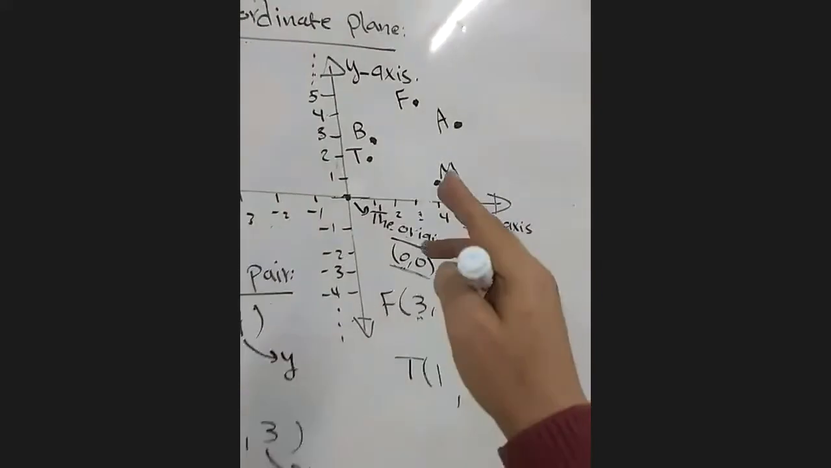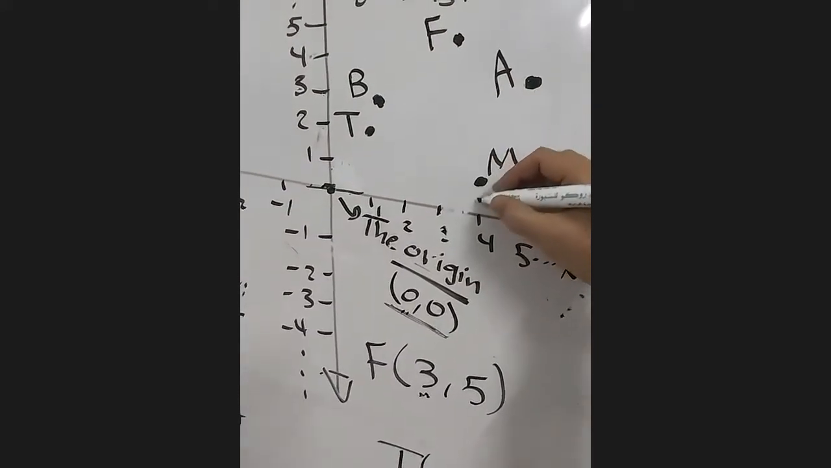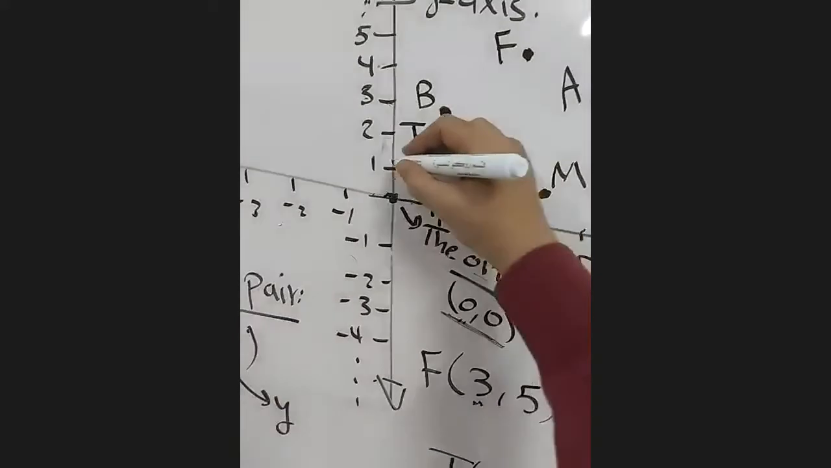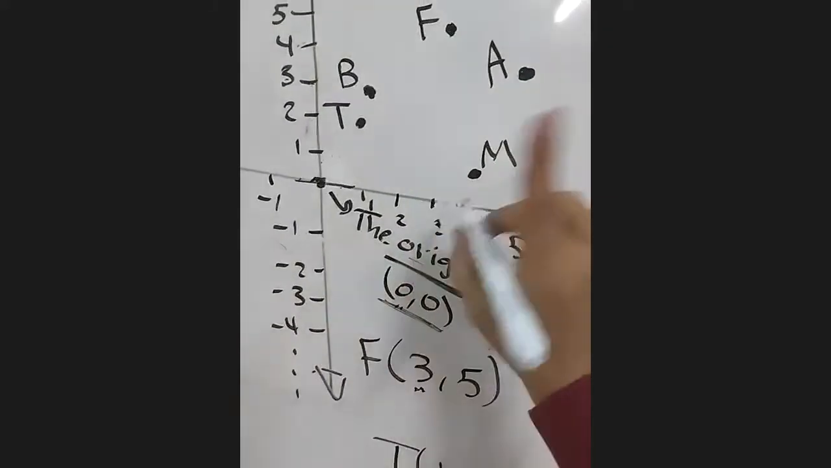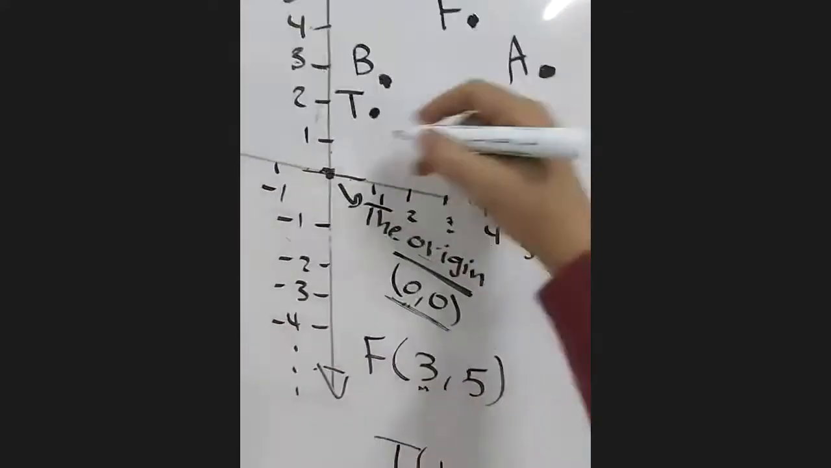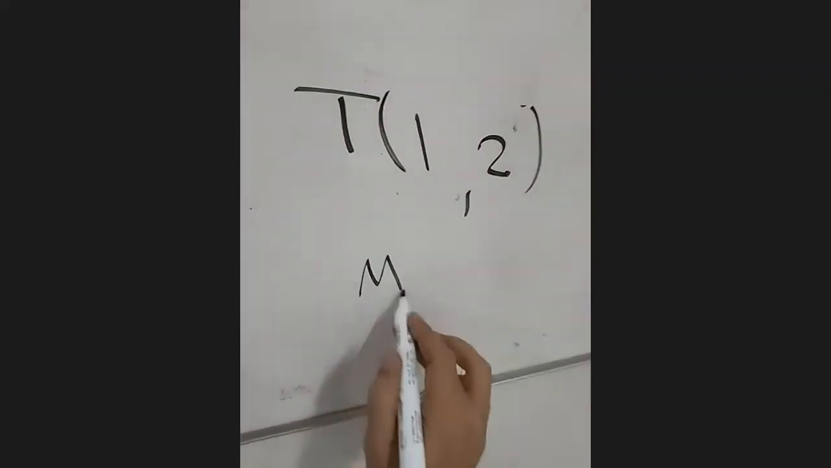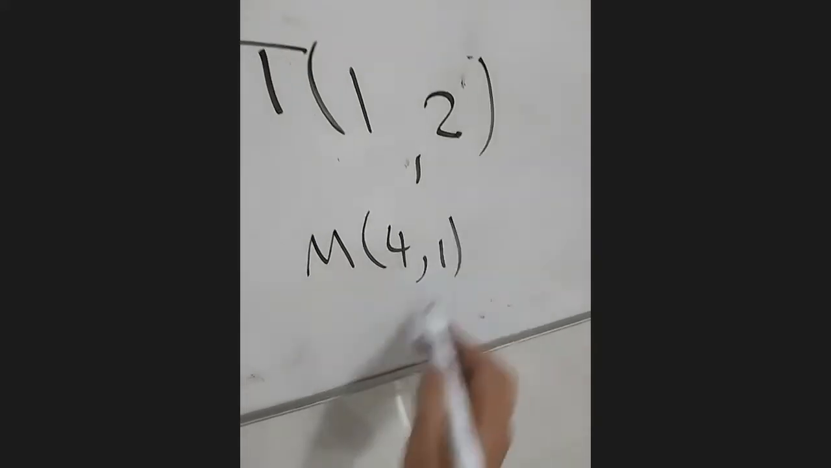For example, if this point is here, I will call it M. How do we find the coordinates of M? I go to M. First, I take X, then I take Y. Don't take Y, then X. No, this is wrong. Take X first, then Y. X for M is 4, and Y for M is 1. So here, M is 4 and 1.